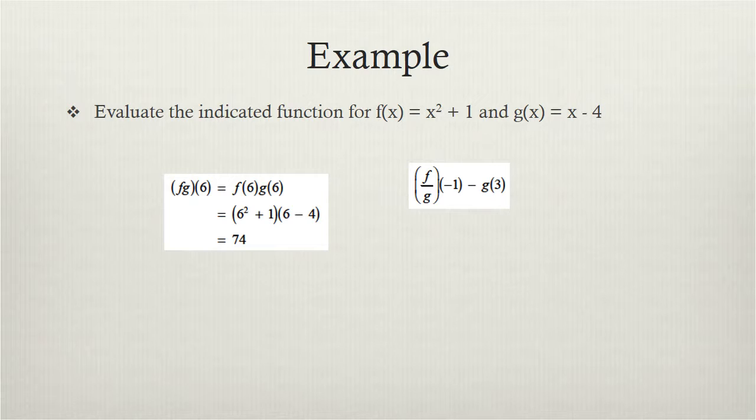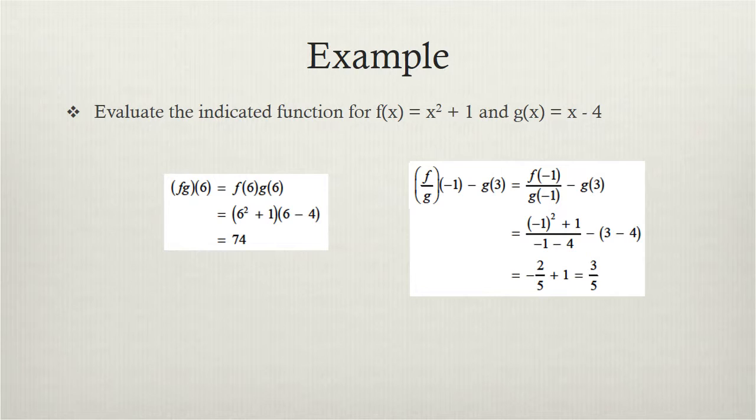Okay, so f times g of 6 is f of 6 times g of 6. So just put in 6 for both of those, and we get 74. The second one, f of negative 1 over g of negative 1 minus g of 3. F of negative 1 over g of negative 1 gives us negative 2/5, and g of 3 gives us negative 1, so negative 2/5 plus 1, and we get 3/5.